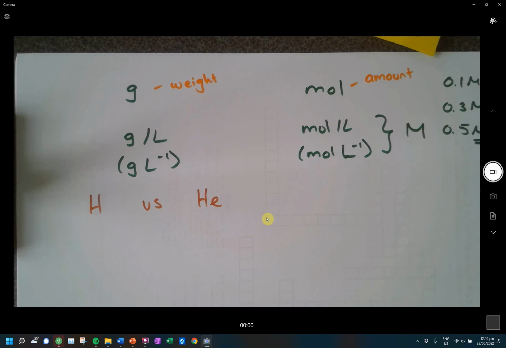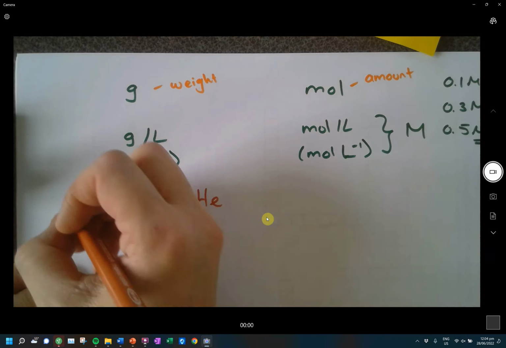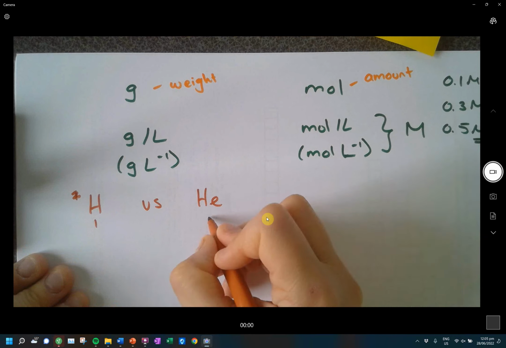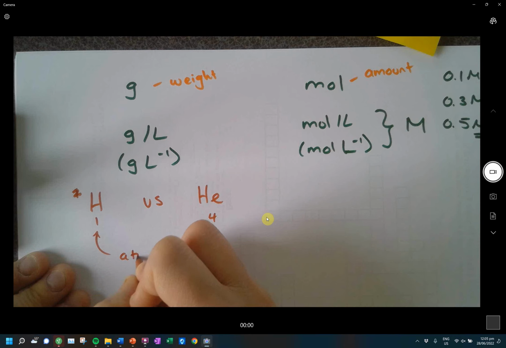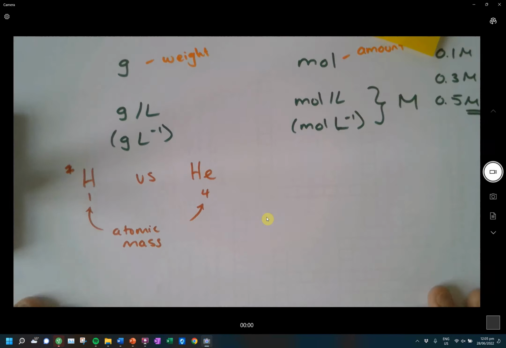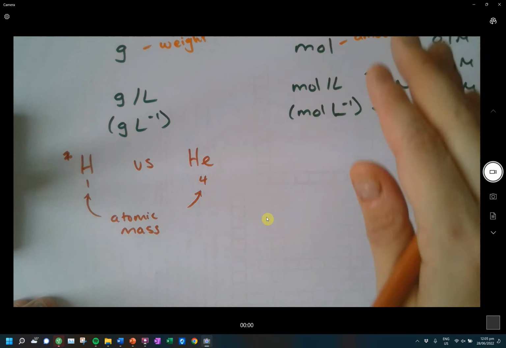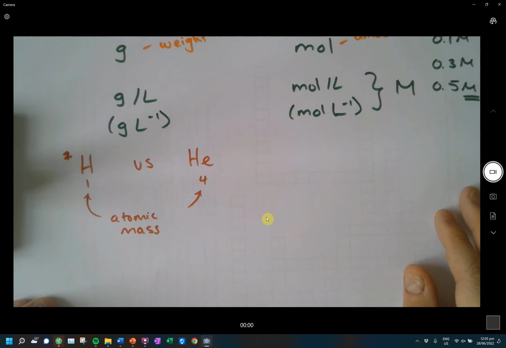Now, the atomic mass, I should say, for hydrogen is 1, and the atomic mass for helium is 4. So I'm just going to write down 1 and 4. That is both referring to atomic mass. Are you okay with that so far? Do you guys remember what atomic mass is referring to? The amount of protons and neutrons in the nucleus.